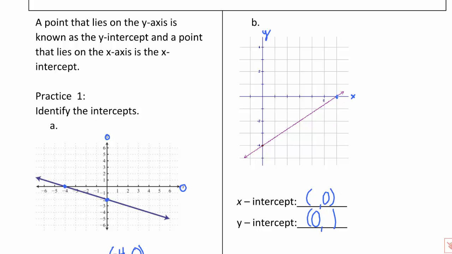So I'm really just looking for the x and y coordinates of the x and y intercepts. Now the question is what coordinate is this? Well, from here I go 1, 2, 3, 4, 5, 6 to the right, which means it is 6, 0. And the same thing with the y-intercept. From the origin I go down 1, 2, 3, 4 units. So it's going to be 0, -4 for the y-intercept.